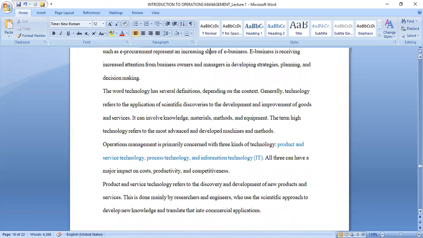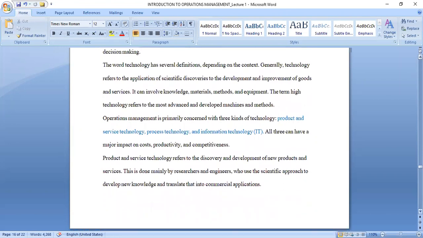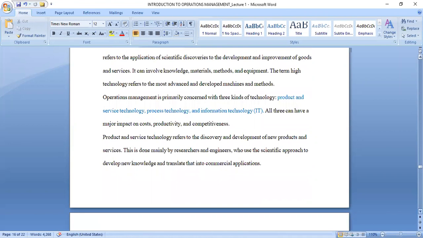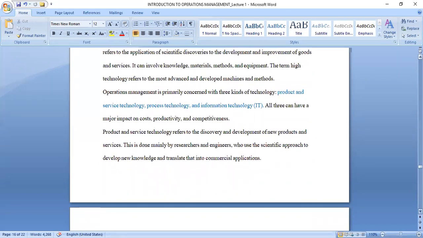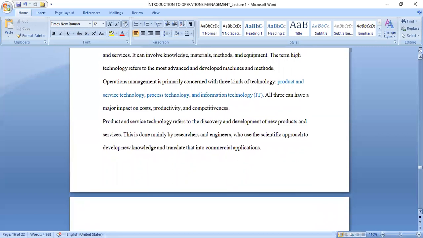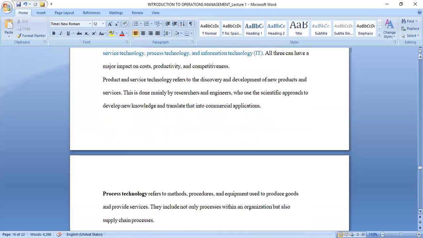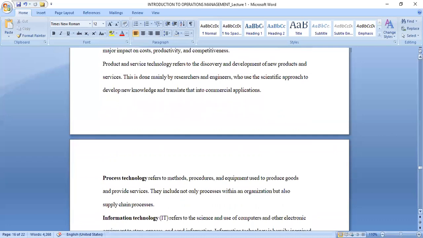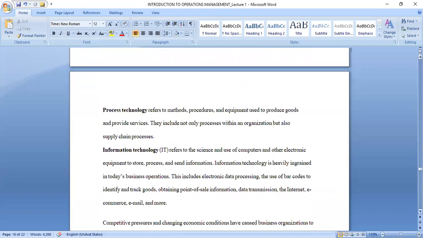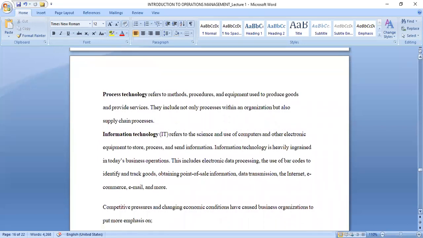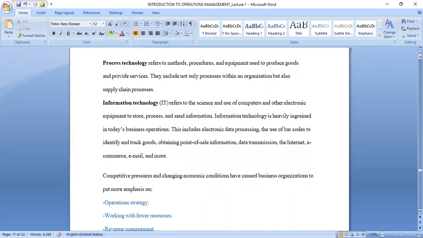So today, in operations management, we are using e-business and e-commerce, and we are primarily using three types of technology: product and service technology, process technology, and information technology. Product and service technology basically involves coming up with and developing a new product. Then process technology has to do with coming up with new methods of producing that product. It could be in terms of new machines, or using machines to produce that product.